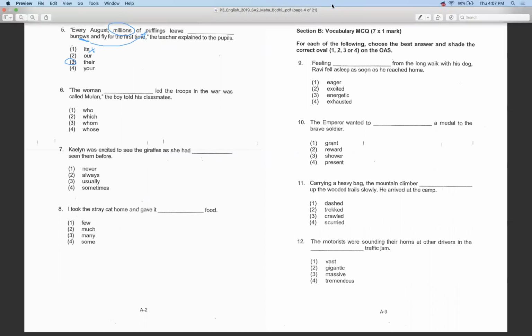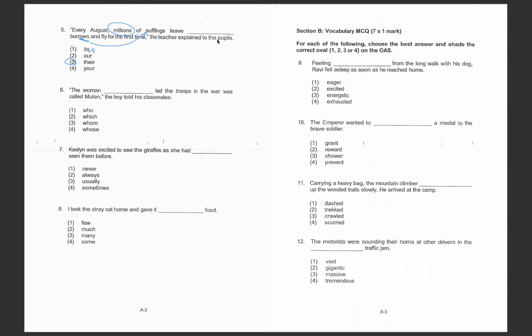Okay, now we'll go on to question 6. For question 6, the answer is option 1. So, "who". The woman who led the troops in the war was called Mulan. I hope everyone has watched Mulan, yeah? And the boy told his classmates, the woman who led the troops in the war. "Which" is used normally for an event or an object. So "which" is out because the woman, Mulan, is a human.